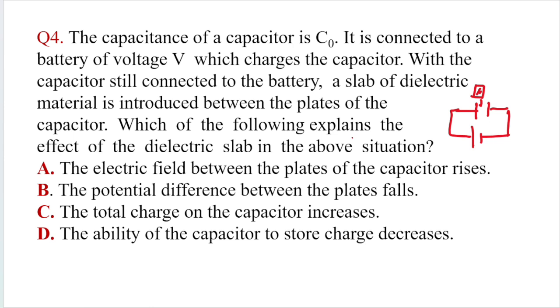Electric field between the plates of the capacitor rises. No, the electric field remains the same. Potential difference between the plates falls. No, potential difference also remains the same. Total charge on the capacitor increases. Yes, the charge on the capacitor will increase by k times. And the ability of the capacitor to store charge decreases. So the fourth option is also wrong. So the correct option is C.